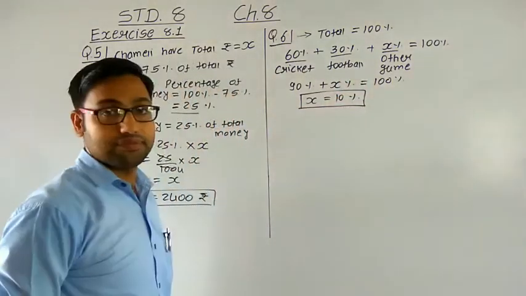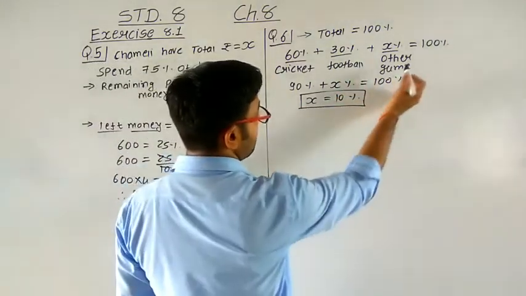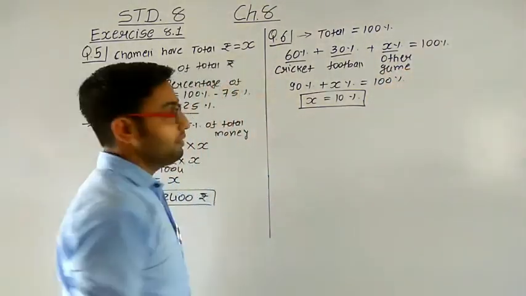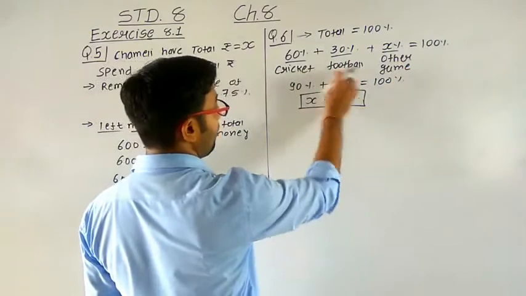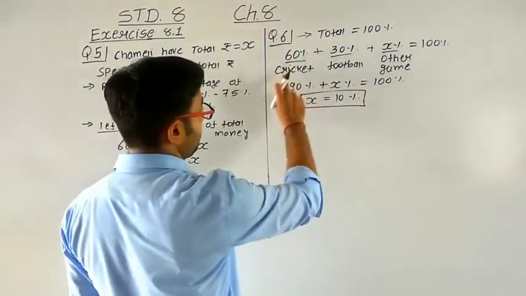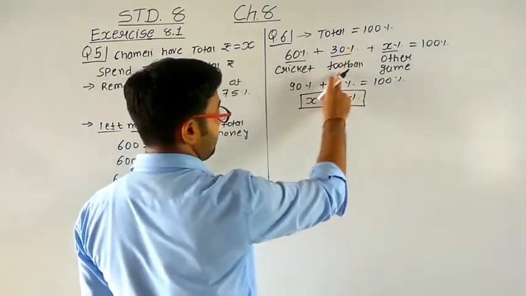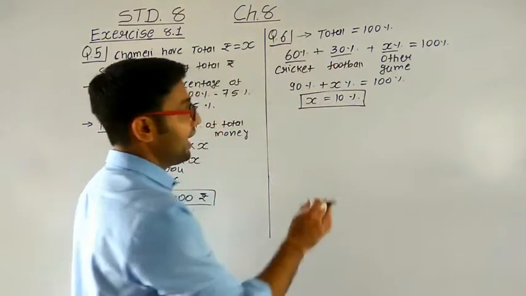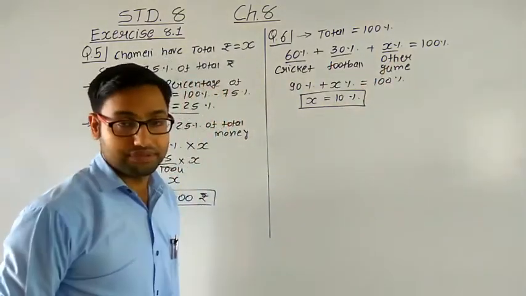So what is X? X is the percentage of the people who like the other game. Other game means other than football and cricket. So it is clear that 60% of the people like cricket, 30% of the people like football, and the remaining 10% of the people like the other games.